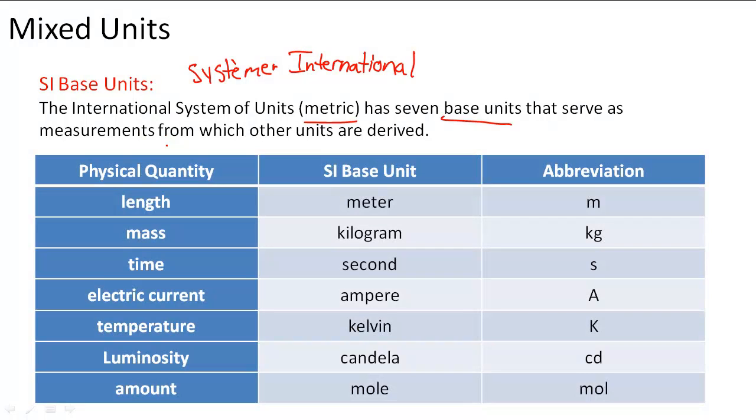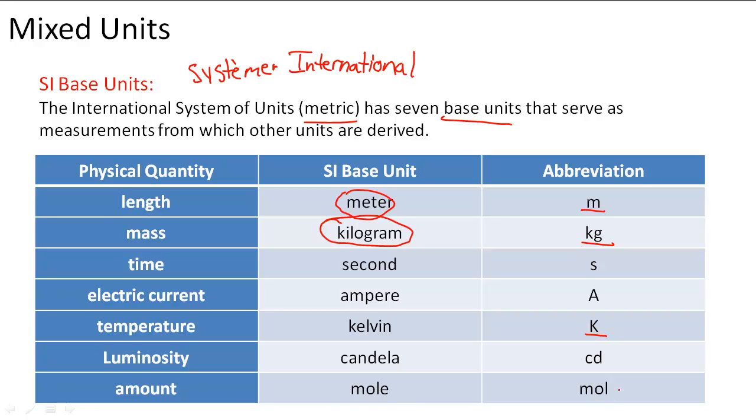For example, we have a physical quantity, length. The base unit is the meter, and its abbreviation is m. Mass, we have the base unit kilogram, and the abbreviation is kg. Time, we have second, and s is the abbreviation. Electric current, we call it an ampere, and A is the abbreviation, capitalized A. Kelvin for temperature, and we use K. Luminosity, we use a candela, which we put as cd, and for an amount, we use mole, and that abbreviation is mol.